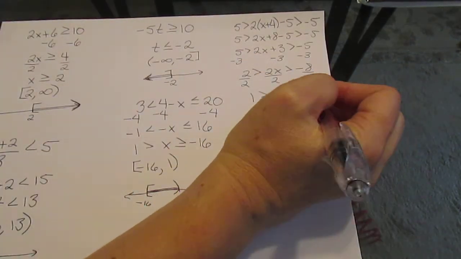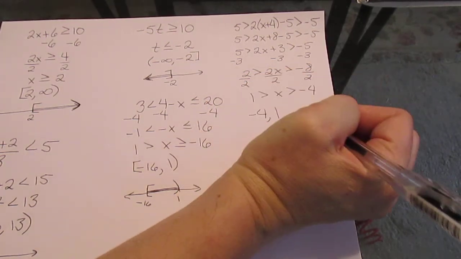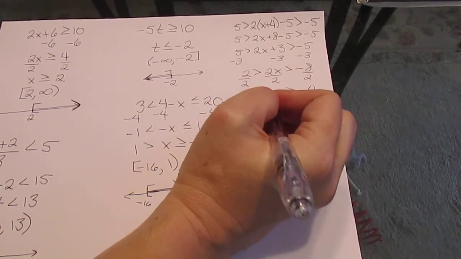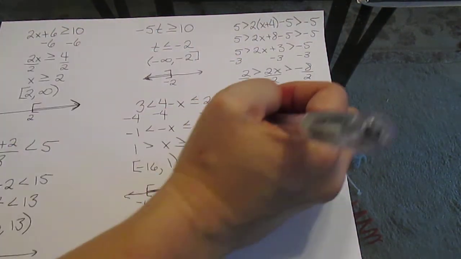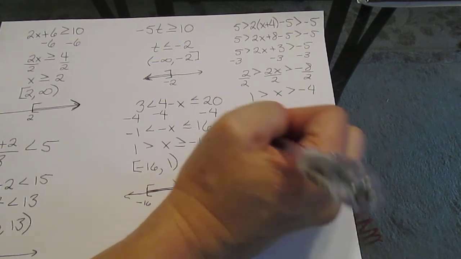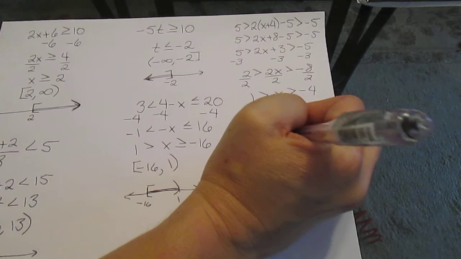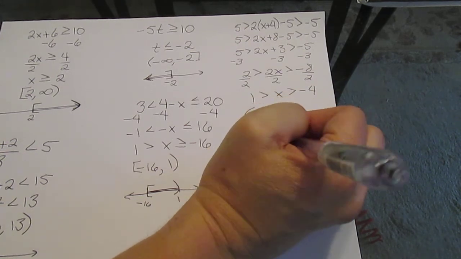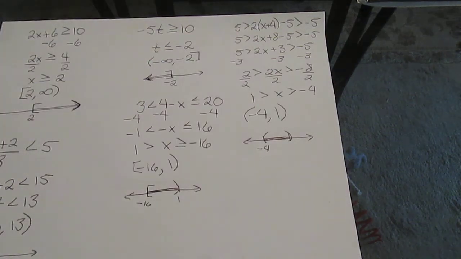And then again, the -4 is smaller, so we'll put the -4 first, comma 1, and they both do not have equal signs, so they're both not included, parentheses. And then we'll graph it. -4 to 1, shade everything in between. Now you should be able to complete the assignment.